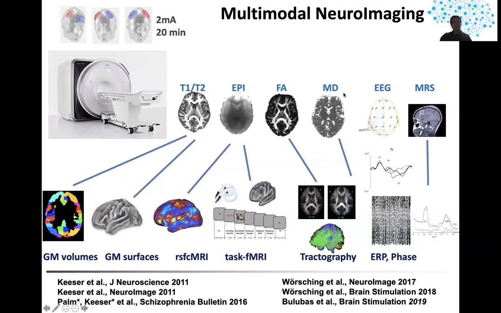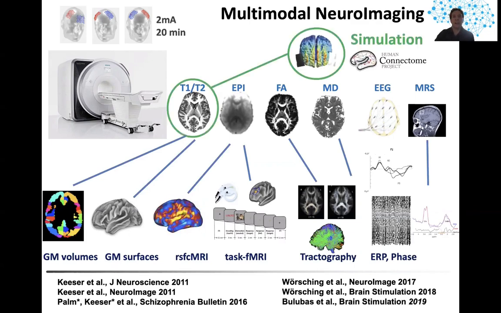We've done in the past a lot of different multimodal neuroimaging studies. Today we will focus only on the modality of T1 weighted and T2 space data from the Human Connectome project dataset. This data is freely available, and we do the simulations exactly as we have done in the past, with 2 milliamperes, and the electrodes will be located on the left DLPFC and the right DLPFC.